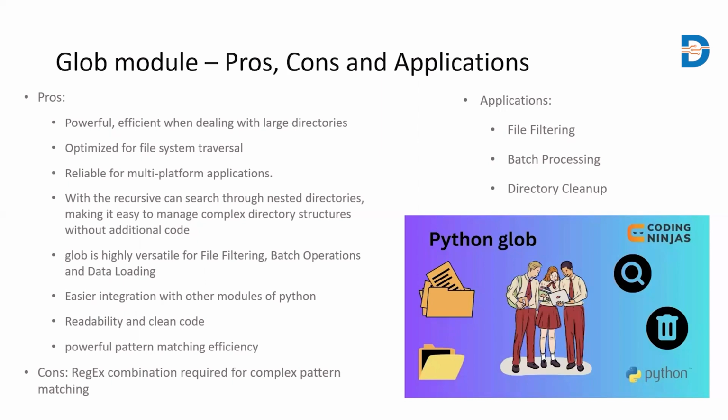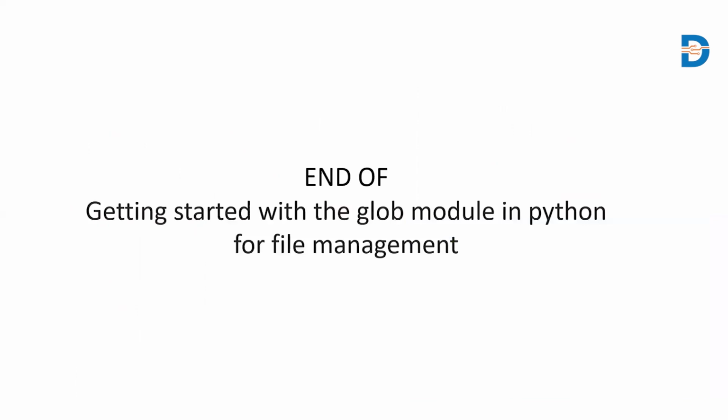Now, where do you use this Glob module? You will use it for file filtering and batch processing, for example, when you want to clean up your directory or delete a certain type of files. For all these applications, you find the Glob module very useful, efficient, and quick. So this is the end of getting started with the Glob module in Python for efficient file management.